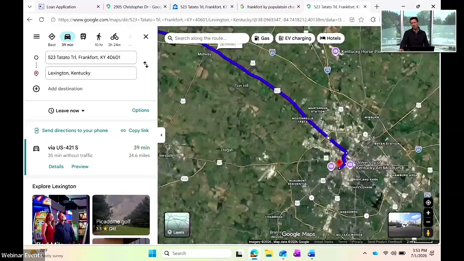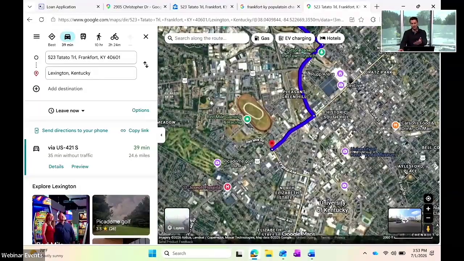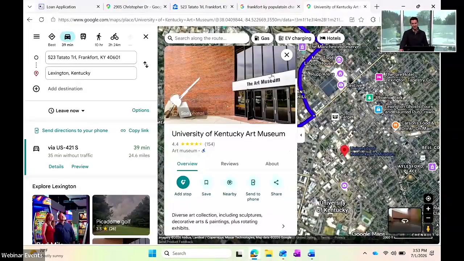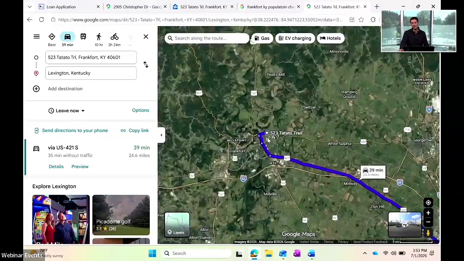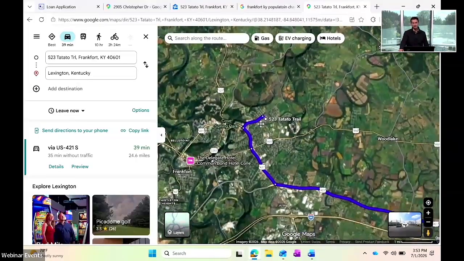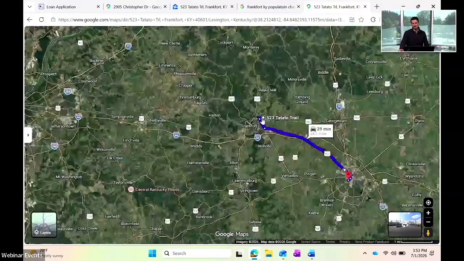You can drive 39 minutes to work at downtown. Maybe you work at the University of Kentucky Art Museum. Look at this. There we go. There is employment. This is a good sign. And even though this isn't in the sprawling DFW Metroplex, it's still connected to an area where I would say it's viable for employment. That's good.